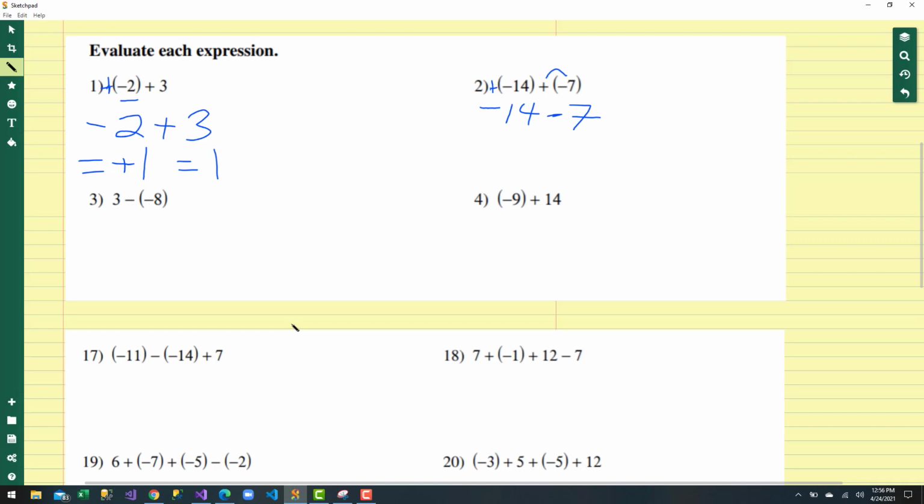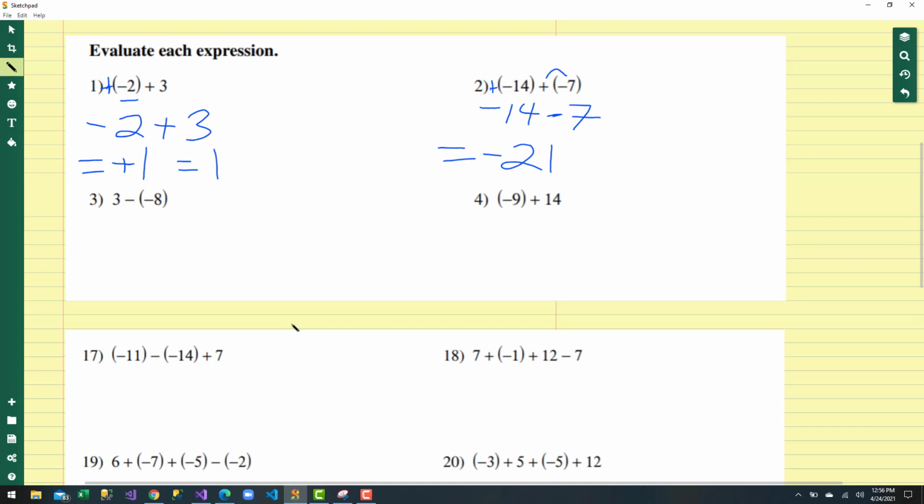So negative 14 minus 7. Let's apply our approach. Both numbers have the same sign. So what do I do? I add them. 14 plus 7 is 21. And I just copy the same sign. That's it. So the answer is negative 21.